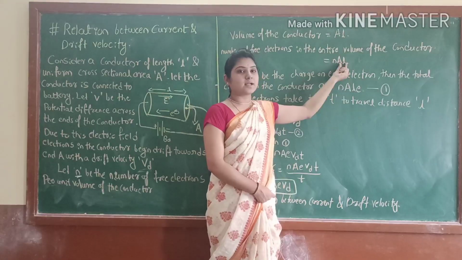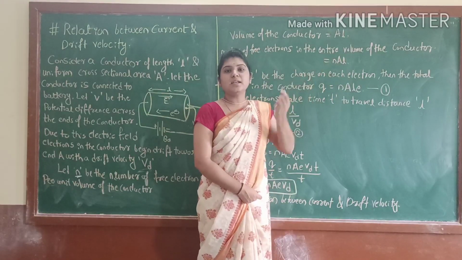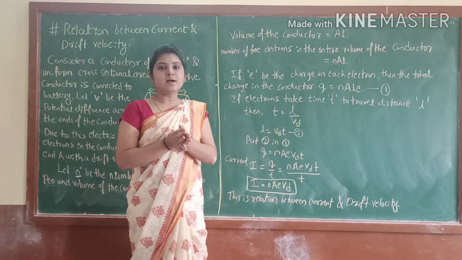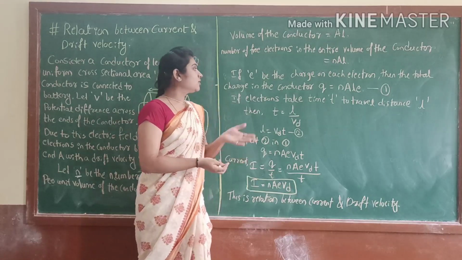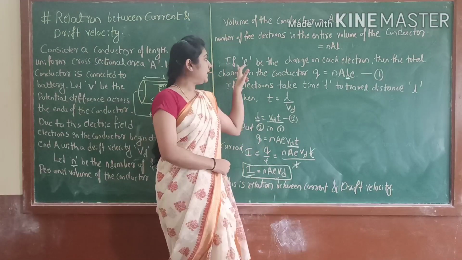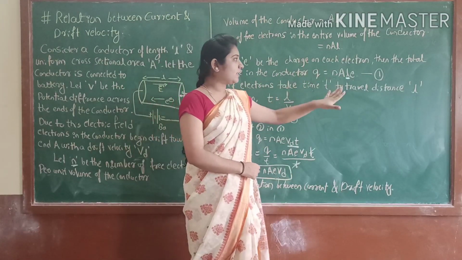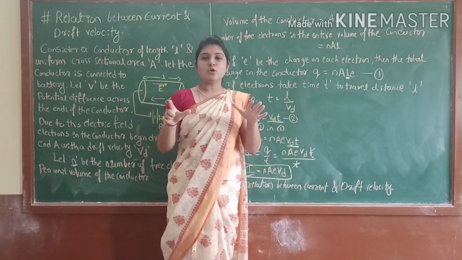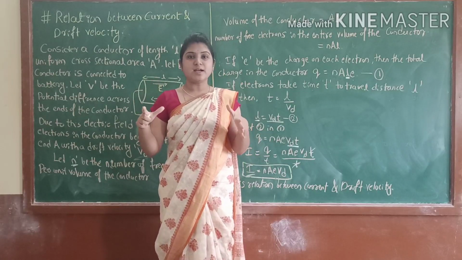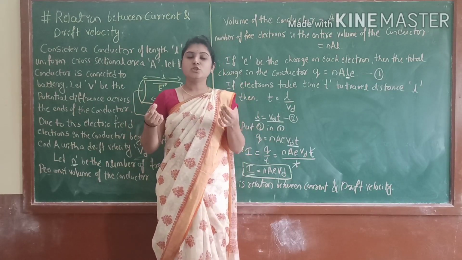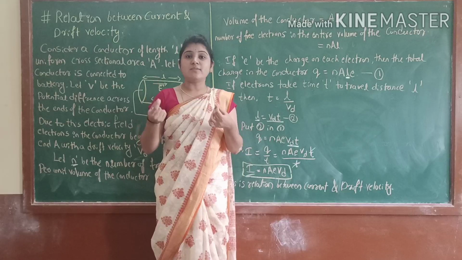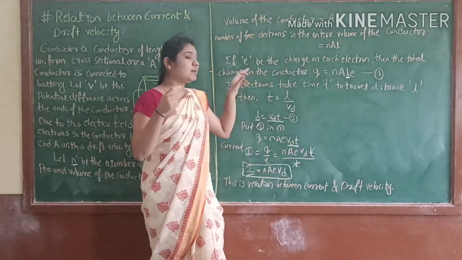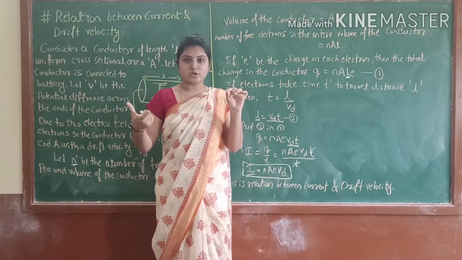This is the volume of the conductor and N is the number of free electrons in that conductor. So we will make the multiplication. Correct? So students, if e is the charge of each electron, then the total charge in the conductor. We know that the electrons are present in the conductor, so each electron has the charge e.